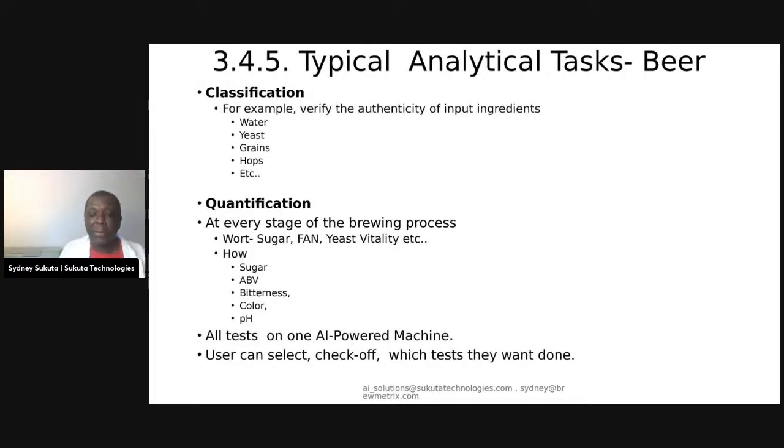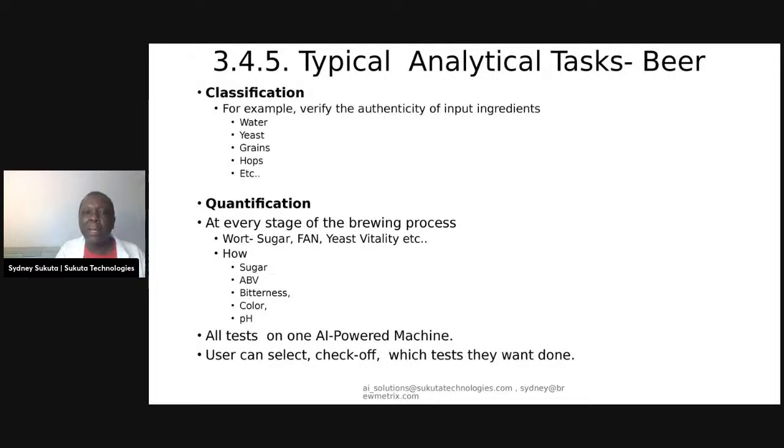So that was the water side. Let's go to the beer. For example, verify the authenticity of input ingredients, and the biggest input ingredient in beer is water, as we discussed already. If your water is not exactly right, it may not give you the best. You may want to check on the yeast. Is this the correct yeast? The yeast have different species, right? Is it the correct ones?